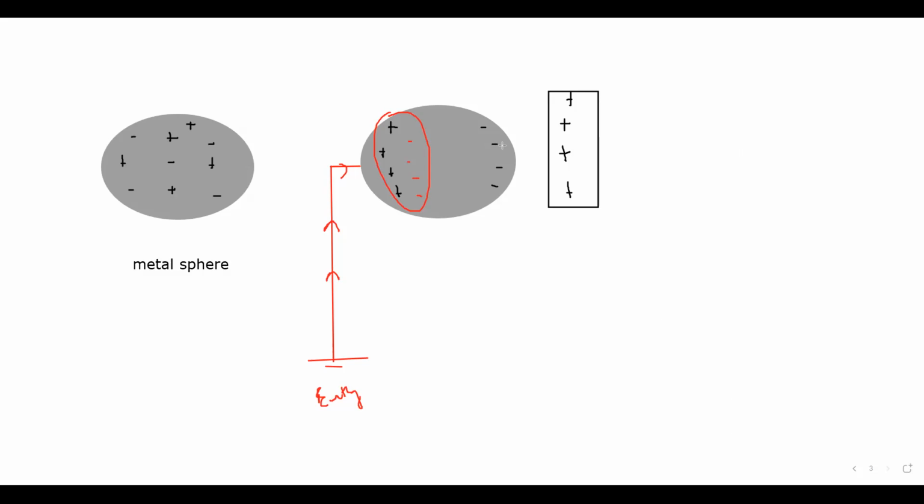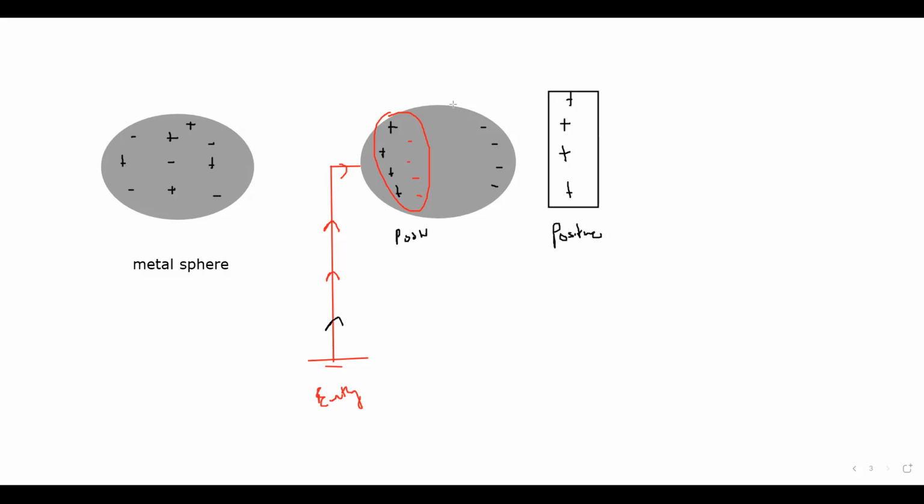Why do the electrons travel? Because you can see there is more positive charge. There is a charge rod which is positive, okay? And there is a charge which creates a distribution that is also positive. So there are more positive charges than negative charges. That's why electrons experience attraction from the earthing wire and they will move towards the metal sphere.